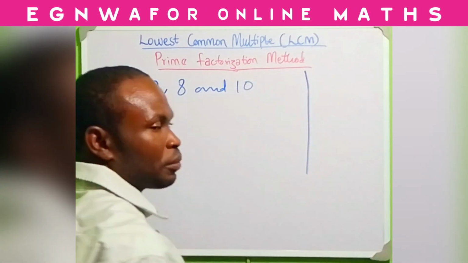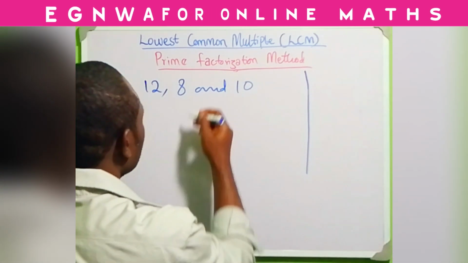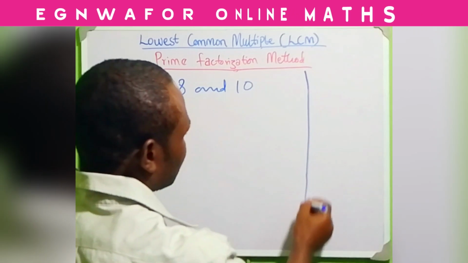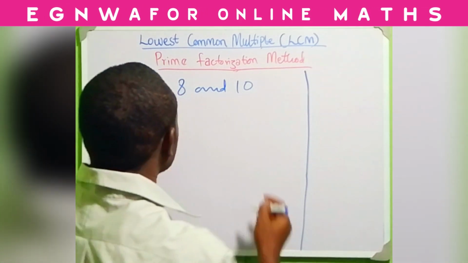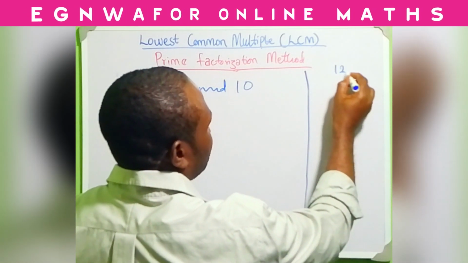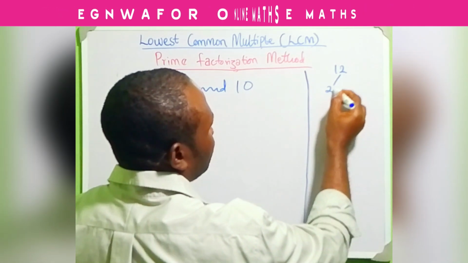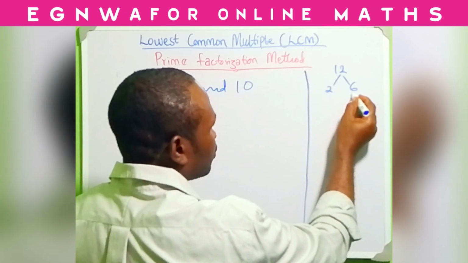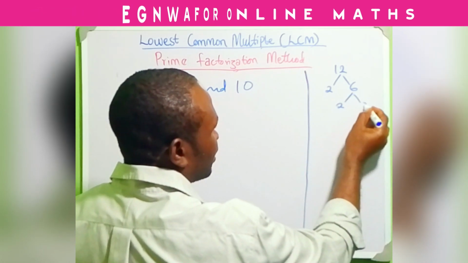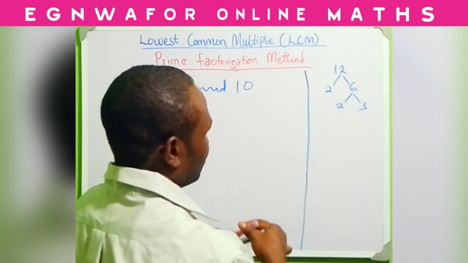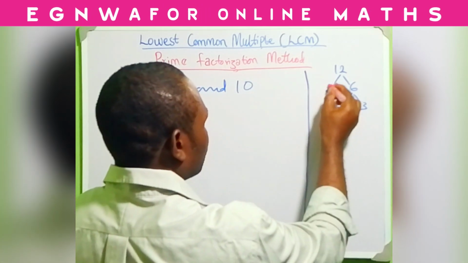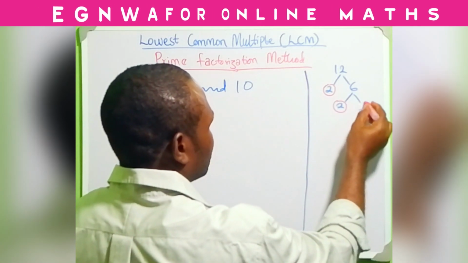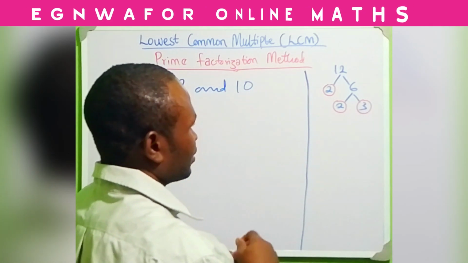We want to look for LCM of 12, 8, and 10. We go first of all come for this side, use our factor tree. Our 12 first, we get 12. We go fit divide 12. 12 divided by 2 na 6. Abi? We go again, 2 go fit still go. So 2 in 6 na 3. We stop here. So we get our 2, and our 2, and our 3.